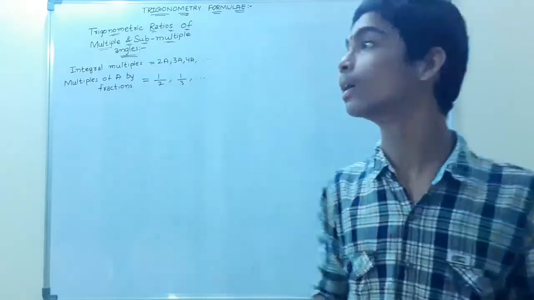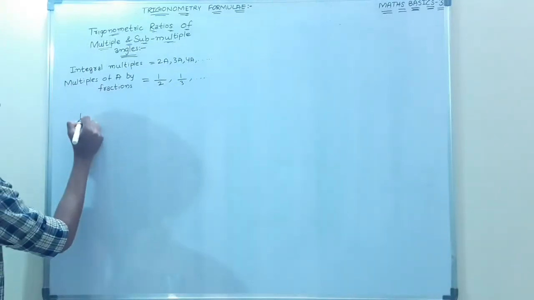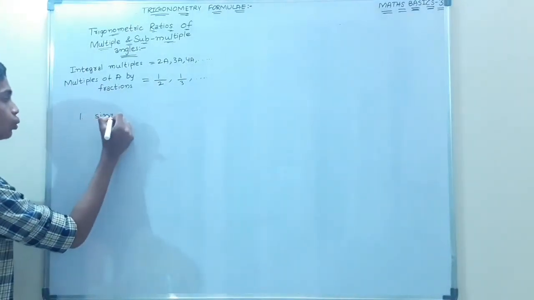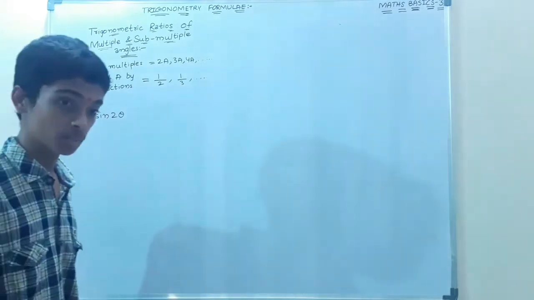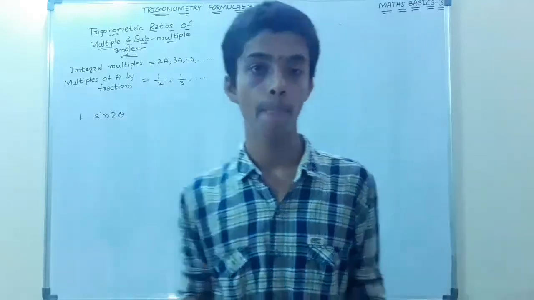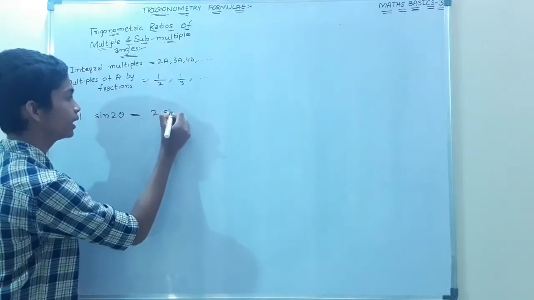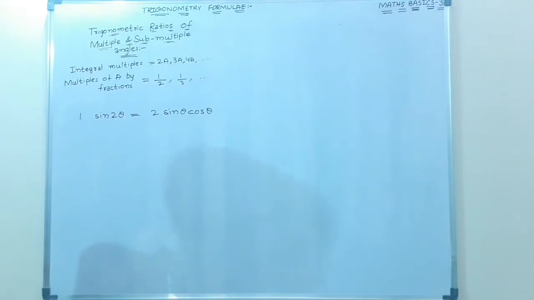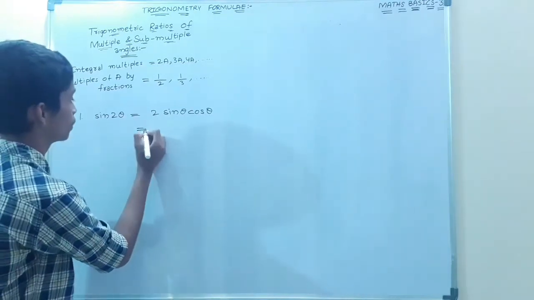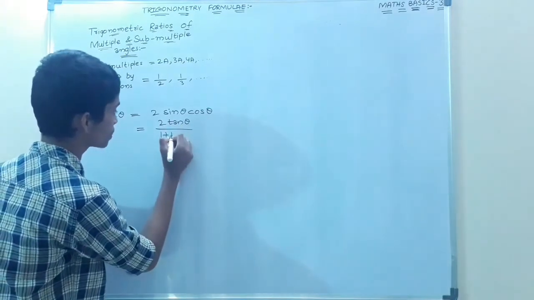And let's go for some of the formulas in multiple and submultiple angles. First one we will go for is sine 2 theta or sine 2A, and for easy remembrance we'll use sine 2 theta. Sine 2 theta is equal to 2 sine theta cos theta, and in terms of tan we can also write 2 tan theta by 1 plus tan square theta.